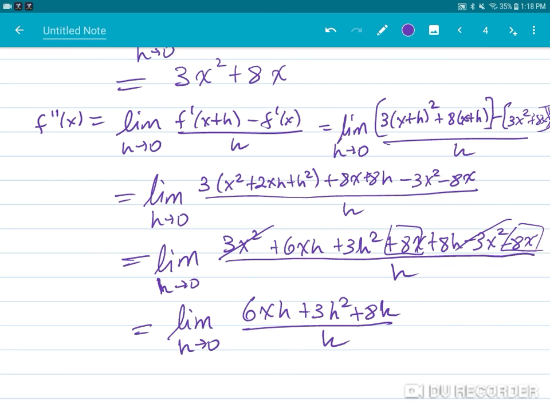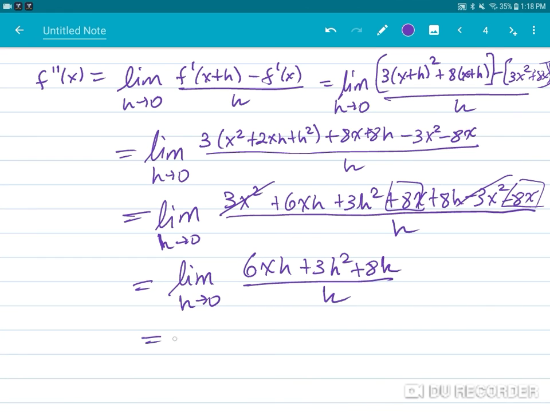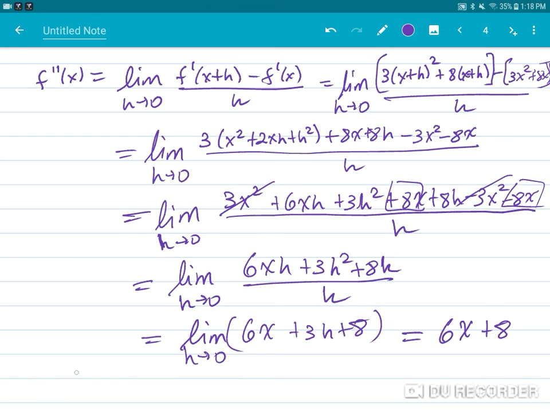If you factor the h and cancel, you get the limit of 6x plus 3h plus 8 as h approaches 0. If you can't cancel the h, then you must have made some mistake somewhere. That's what it is. So now plug in 0 for h. This gives you 6x plus 8, and that's the second derivative of f.